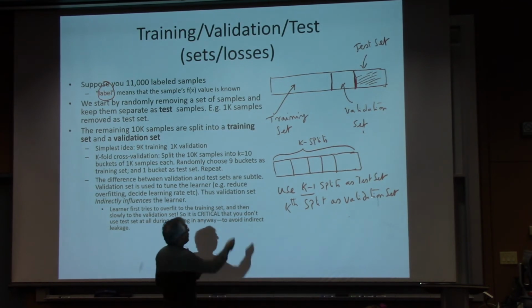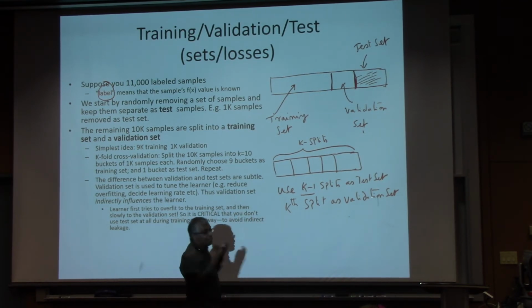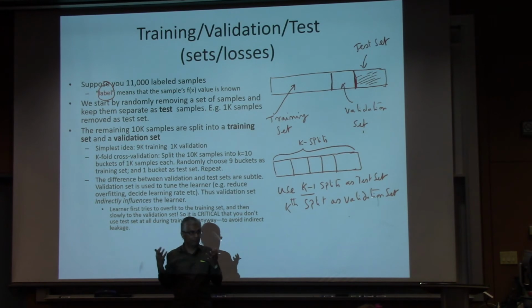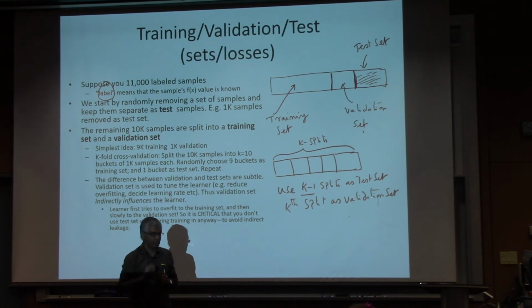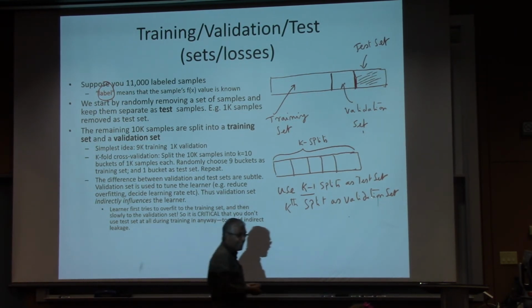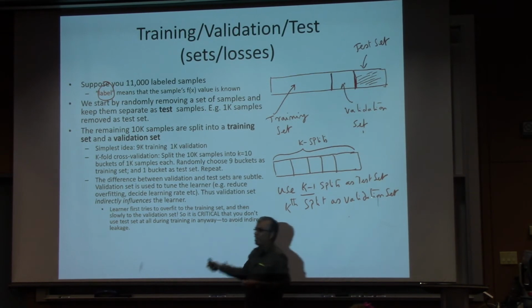So the validation set is very close to the test set. In the beginning, people tend to think there's only a training set and a test set. But I'm telling you that there are two really different kinds of test sets. One is the test set that is in the Coca-Cola vault, that you're not going to touch at all during the learning stage. And then there is the validation set, which you do try.